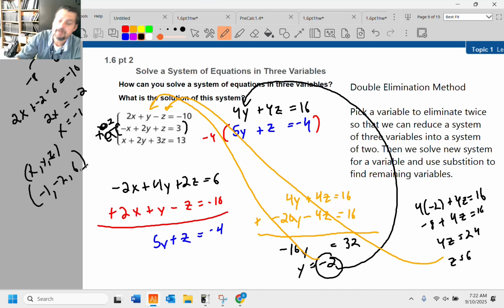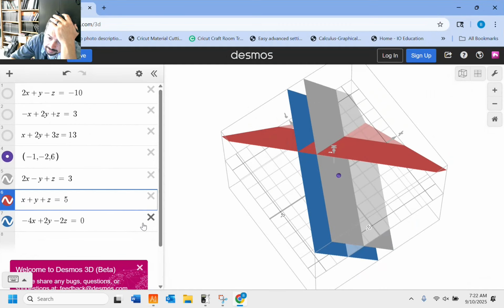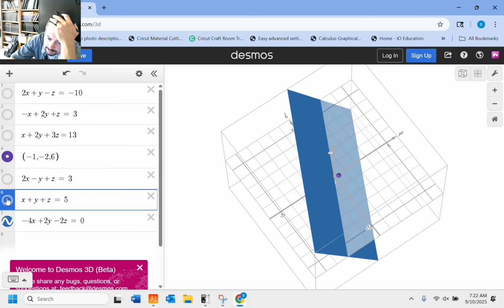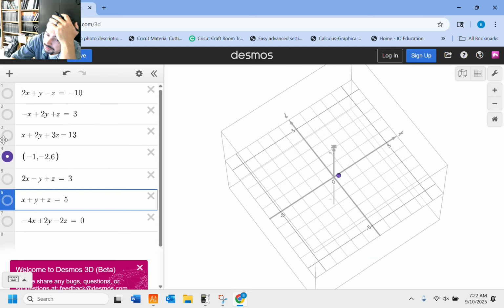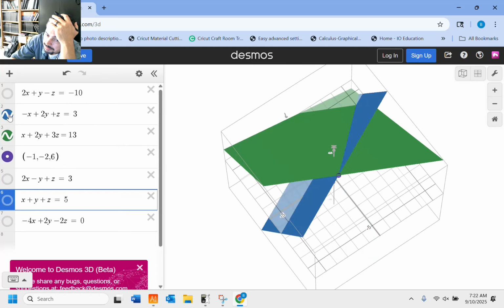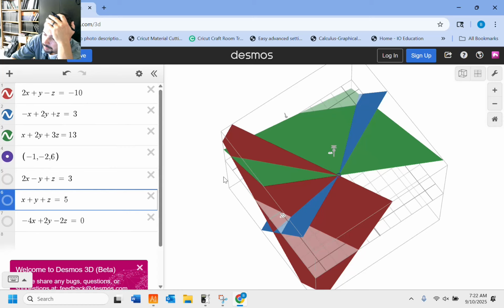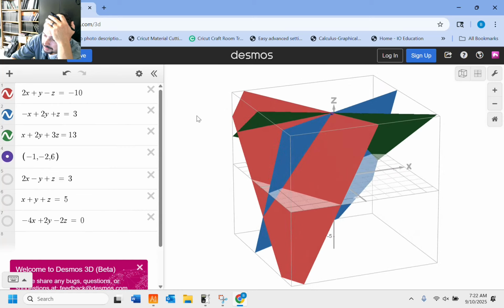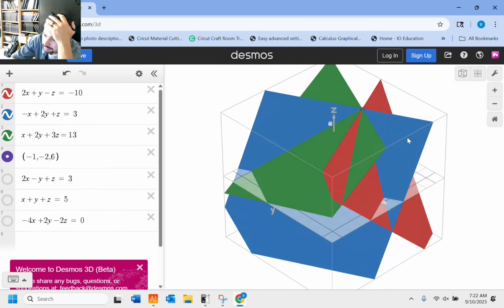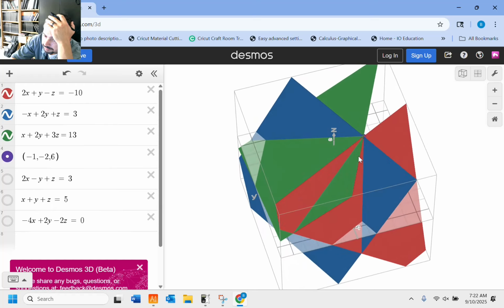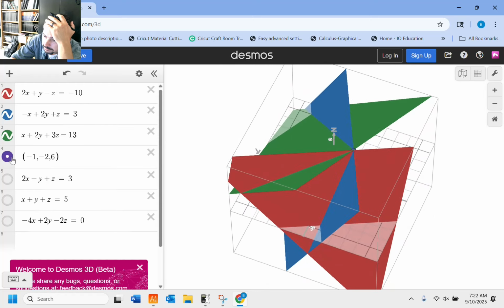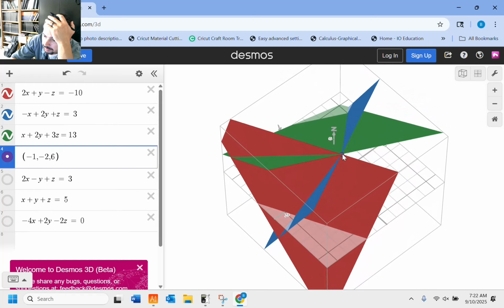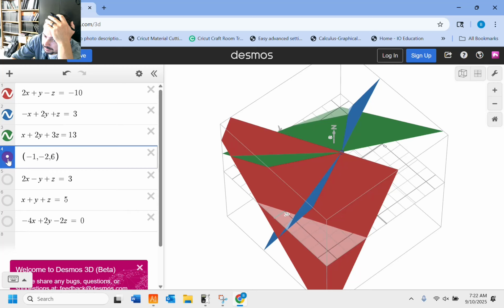So let's go back and look, okay? So I pulled up Desmos earlier and graphed this system. When you talk about systems with three variables, we still call them linear systems, but they're actually equations of planes, flat surfaces. And they all intersected right there at that point. That's where they all three cross paths. They cross paths where x was negative 1, y was negative 2, and z was 6.